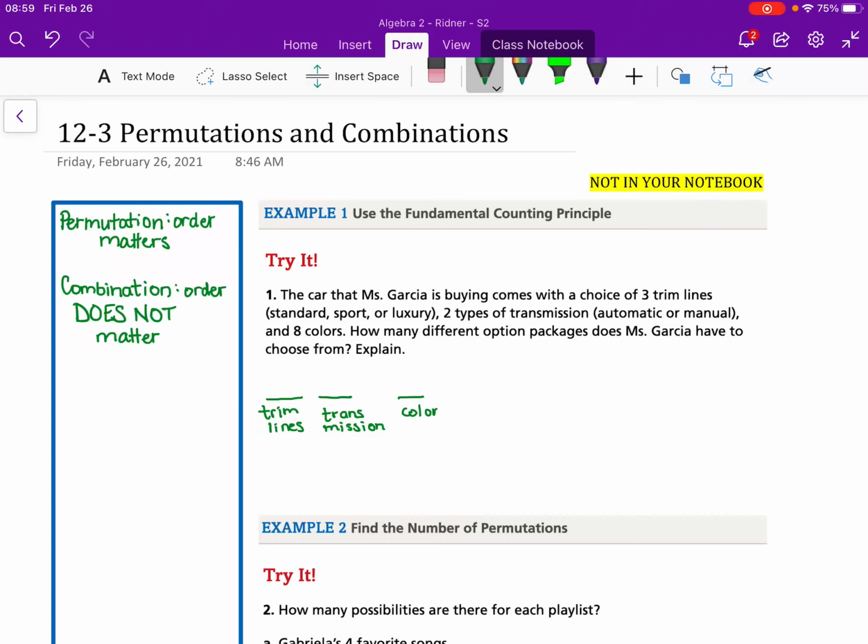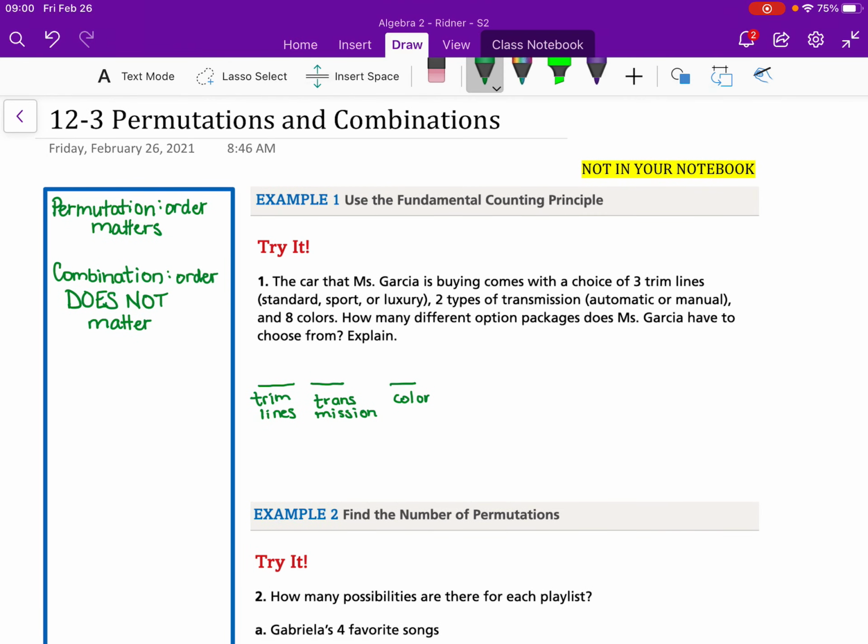All right, 12-3, permutations and combinations. Okay, so the first example is the fundamental counting principle. There's always one question like this on the ACT. So if you're a junior and taking the ACT, you will be asked a question similar to this first example.